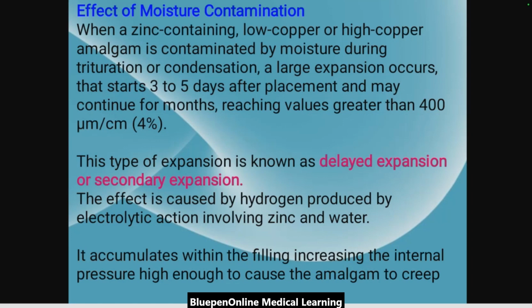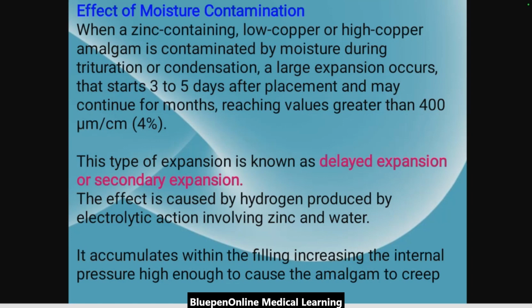This will be felt by the patient. The pulpal pressure because of this expansion will be felt up to 3 to 5 days after placement of the amalgam restoration. This is called delayed expansion or secondary expansion. At times, a 2 marker is asked on this topic. So it is delayed or secondary expansion. This is seen because there is production of hydrogen by electrolytic action involving zinc and water.